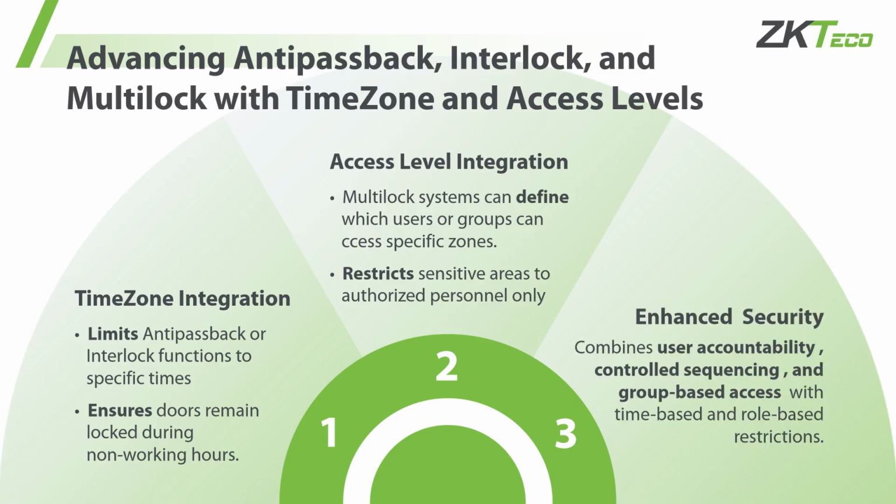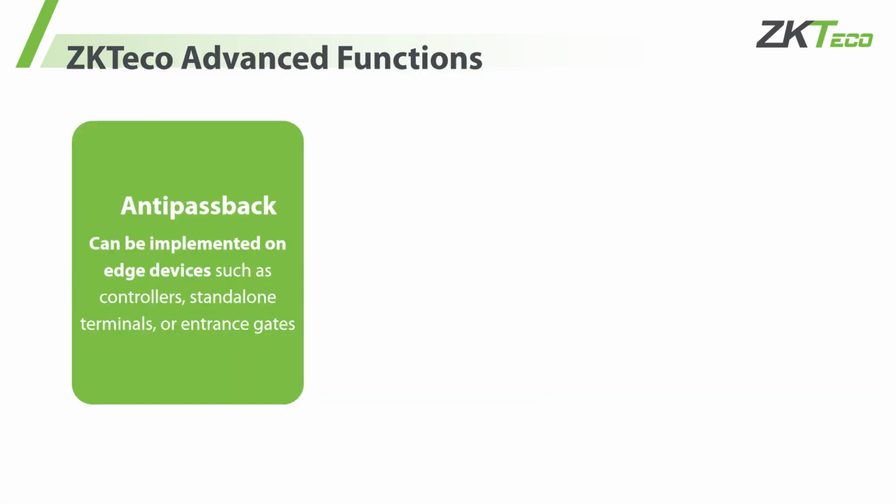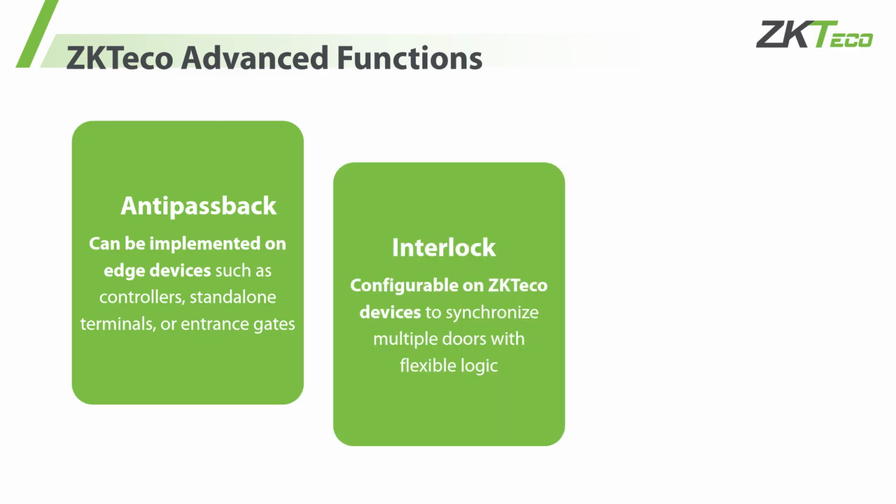The third is to enhance security. Combine user accountability mechanisms, anti-passback, anti-tailgating, controlled order of traffic interlocking, and group-based access rights multi-locks with time-based and role-based restrictions. Returning to ZKTeco, we will implement the corresponding advanced features in the following ways. For example, anti-passback can be implemented on edge devices such as controllers, standalone terminals, or entry gates. Interlock can be configured on ZKTeco's equipment to use flexible logic to synchronize the operation of multi-doors.